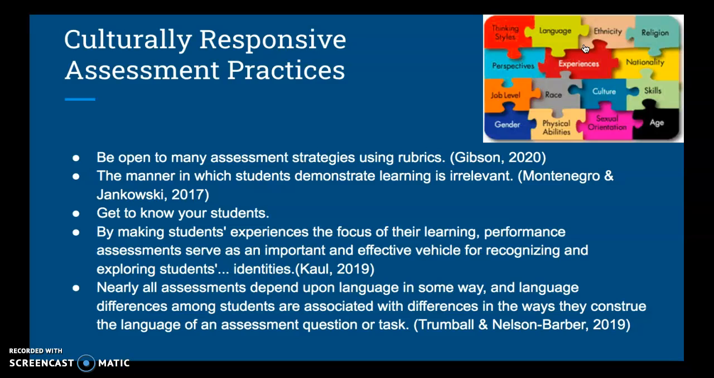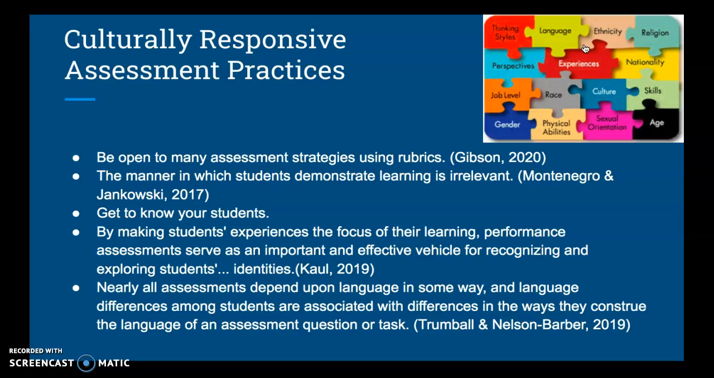So whether they show it through a PowerPoint or presentation or give a speech in front of the class, that's irrelevant. If they got the knowledge they need, that you set as their goal for them, that's what's important. Get to know your students. I think it is important that we know what our students each prefer and get to know them, and building a relationship with them will better help your classroom.